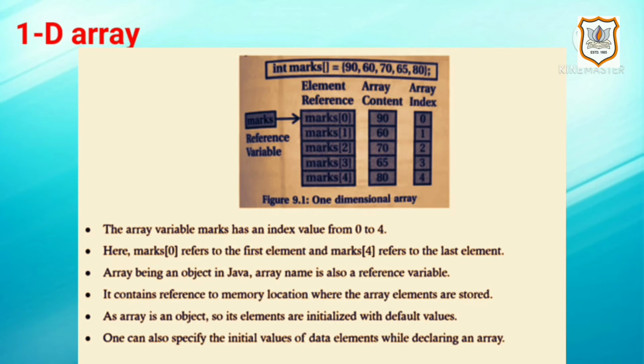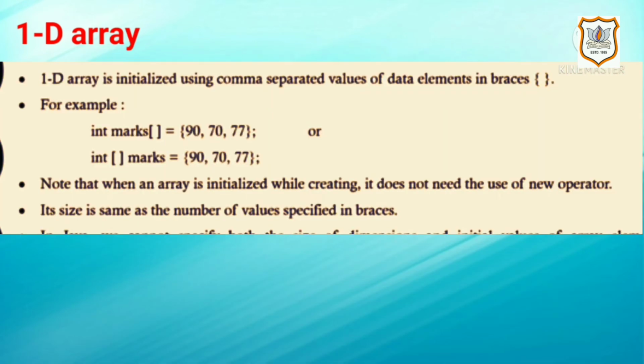Array being an object in Java, array name is also a reference variable. It contains reference to memory location where the array elements are stored. As array is an object, its elements are initialized with default values. One can also specify the initial values of data elements while declaring an array. 1D array is initialized using comma separated values of data elements in braces.